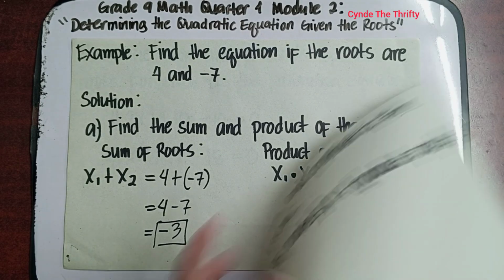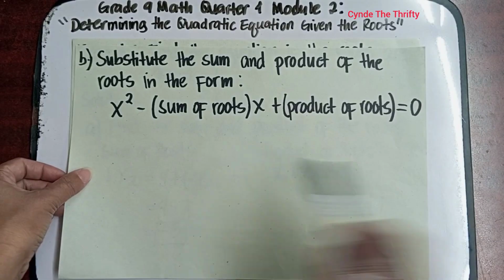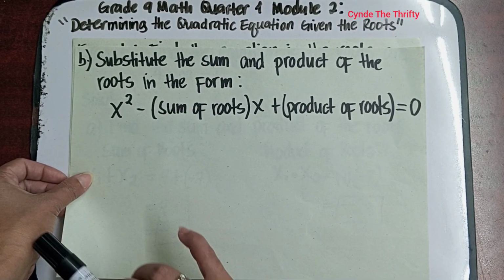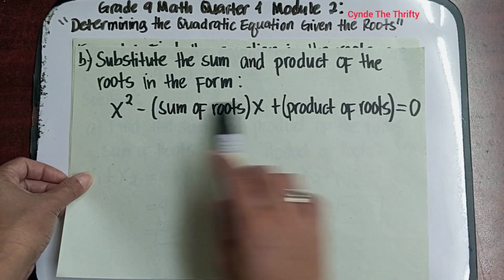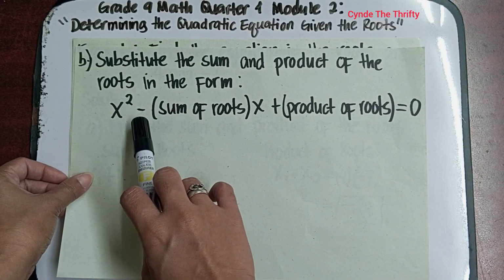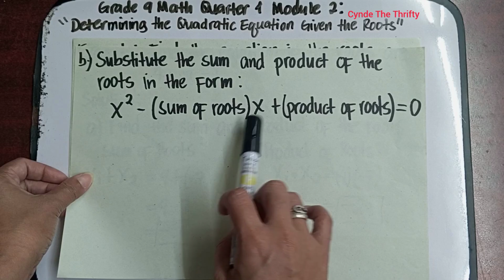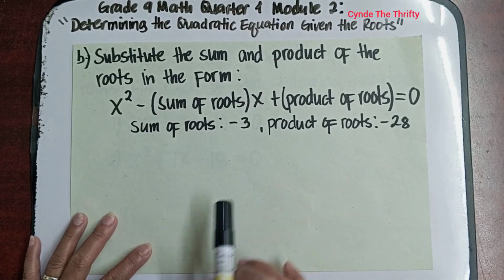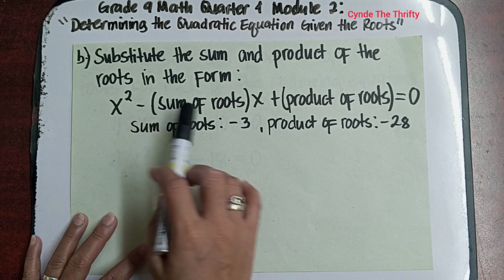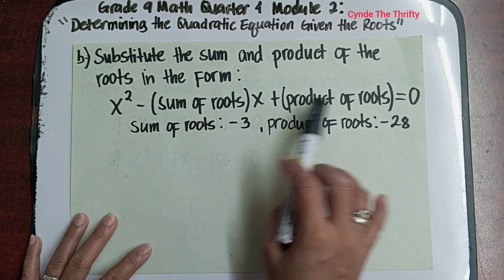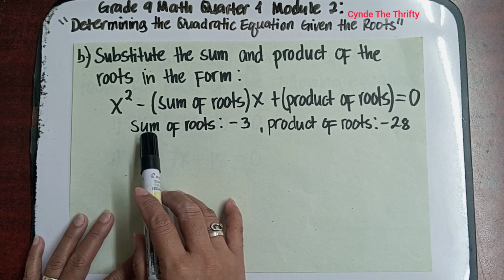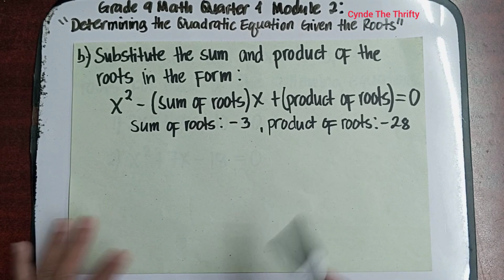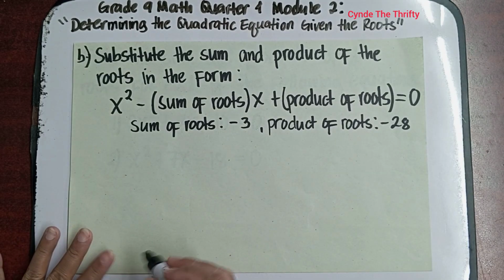Okay, so ang step 2 natin, ito yung ating step 2. Substitute the sum and product of the roots in the form, gaya nga ng sabi ko na ito yung form na tatandaan natin, x squared minus sum of roots x plus product of roots is equal to 0. Ngayon is i-substitute na natin siya. Okay, so ang sum of roots natin is negative 3 at ang product of roots is negative 28. Okay, so gawin na natin siya.